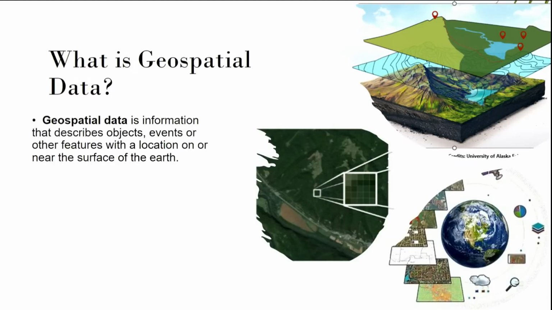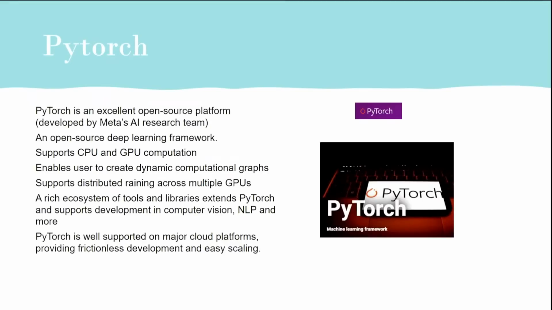So geospatial data, what is geospatial data? You can say that geospatial data is the information that describes objects, events or features with location on or near the surface of Earth. So that's what we call geospatial data. Geospatial data can be represented in two formats. One we call raster, another one we call vector format. Today's demonstration I will be concentrating on the raster format, or what we call image.